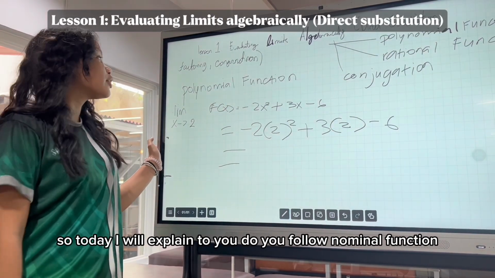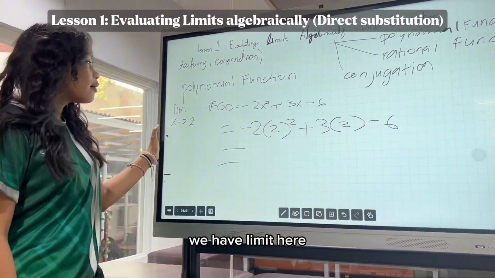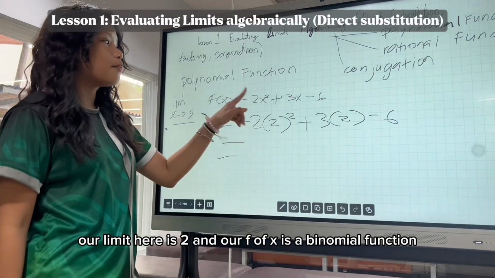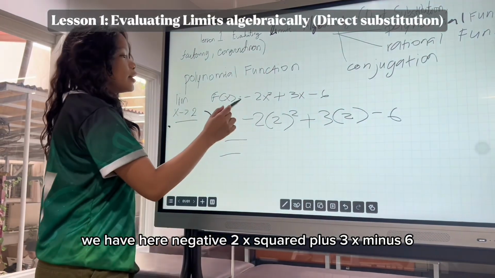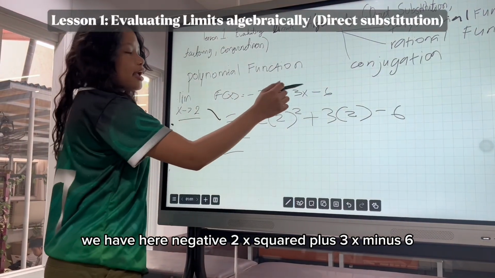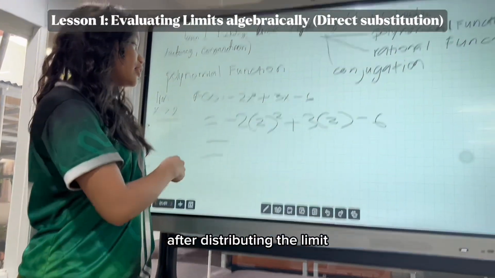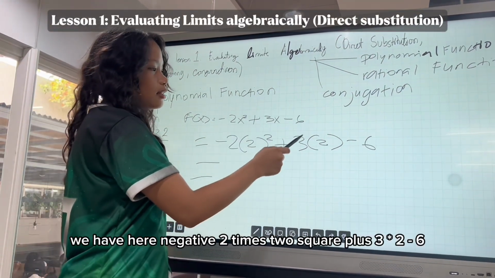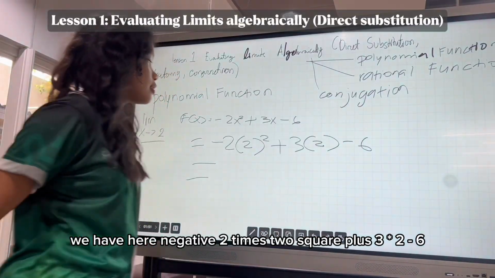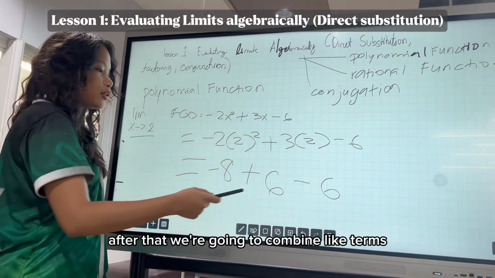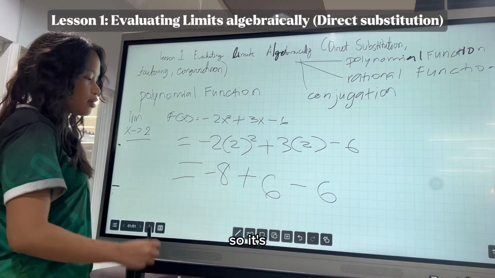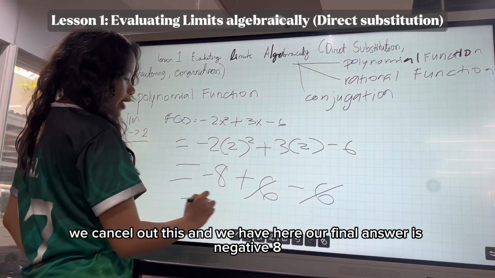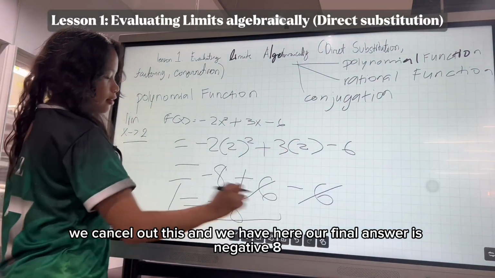So today I will explain to you polynomial function. We have a limit here. Our limit here is 2 and our f of x is a binomial function. We have here negative 2x squared plus 3x minus 6. After distributing the limit, we have here negative 2 times 2 squared plus 3 times 2 minus 6. After that, we're going to combine like terms. So we cancel out this and our final answer is negative 8.